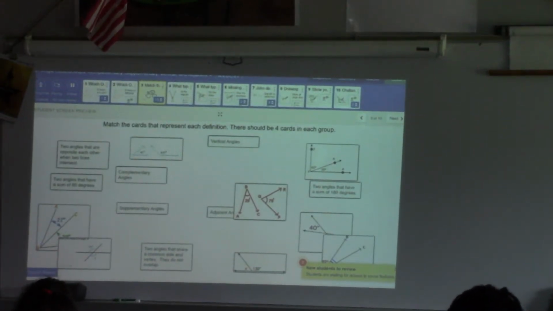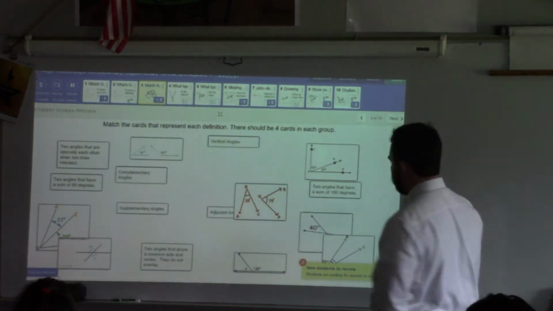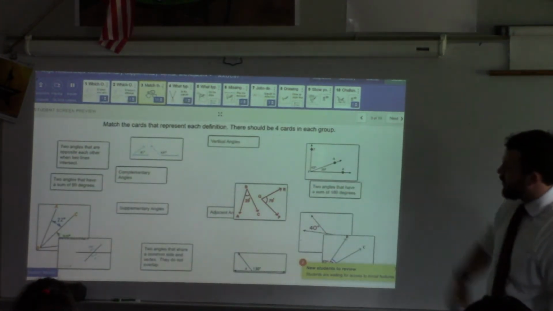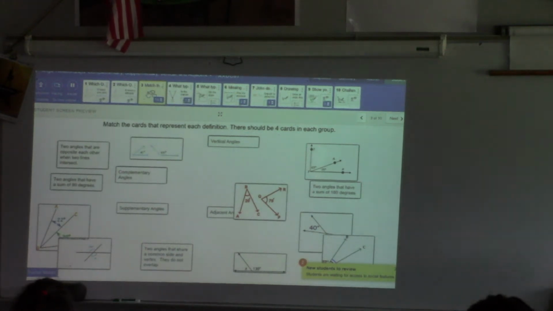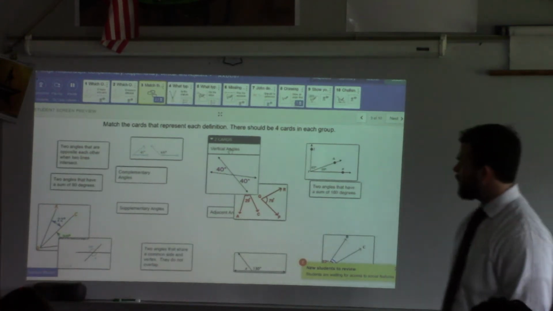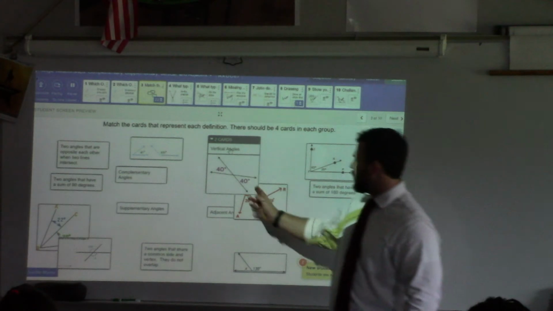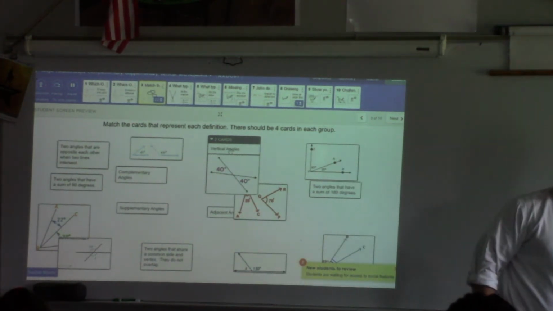So vertical angles. Let's start with that one. Does anyone see something I should pull over into vertical angles? The two angles, 40 and 40? So that one? Okay, those are vertical. How do we know that those are vertical? Because there are two angles that are opposite of each other when two lines intersect.